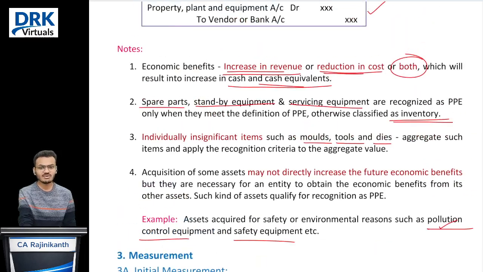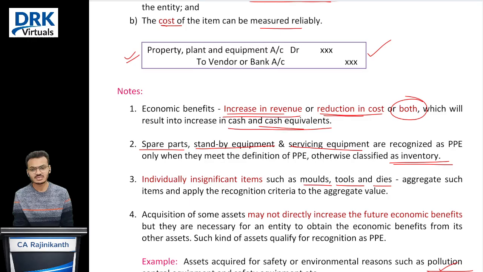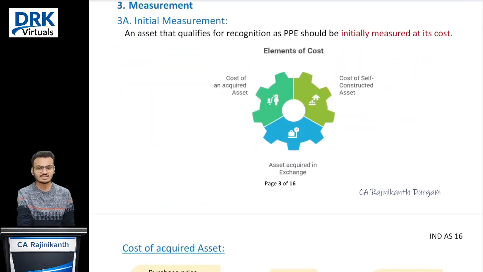So till now, what we have discussed is only to the extent of passing this journal entry, correct? But at what amount this journal entry should be passed, we have not discussed. So that is going to be our next discussion. Right? The standard says that once an asset satisfies the definition and the recognition criteria, we can recognize that asset initially at cost only, at cost, no other amount.